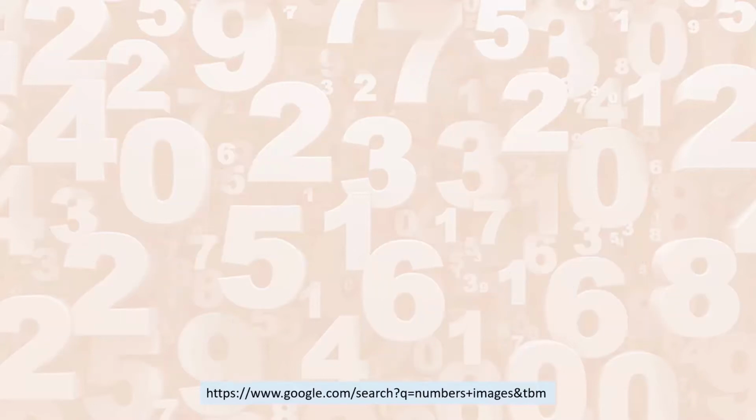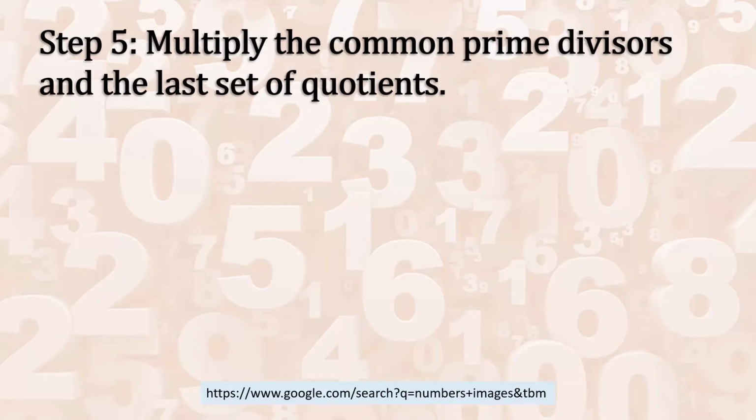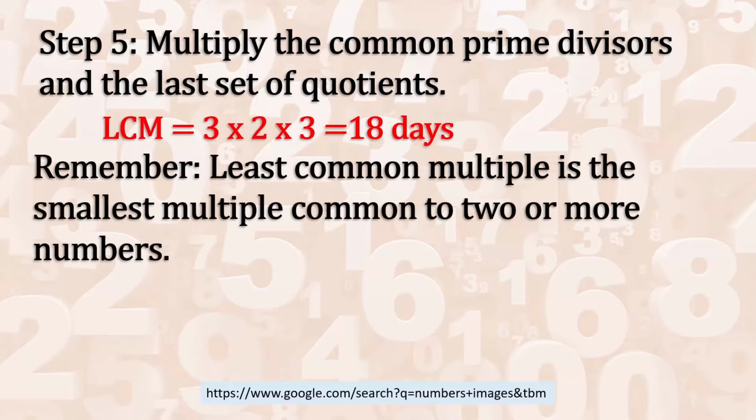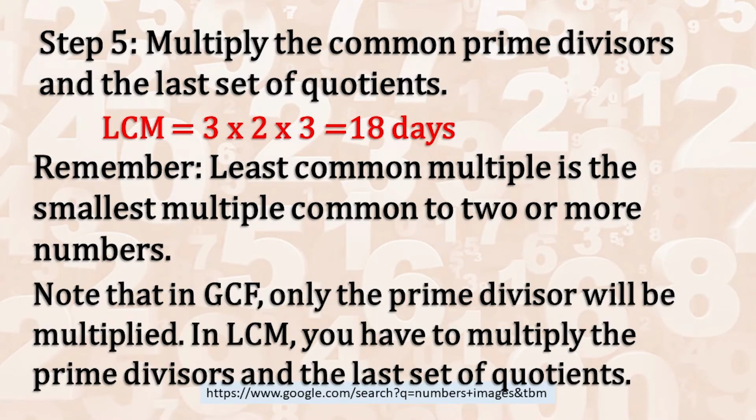Step 5, multiply the common prime divisors and the last set of quotients. We have LCM, or least common multiple, is equal to 3 times 2 times 3, and that is equal to 18, and the answer is 18 days. Remember, least common multiple is the smallest multiple common to 2 or more numbers. Note that in GCF, only the prime divisor will be multiplied. Here in LCM, you have to multiply the prime divisors and the last set of quotients.